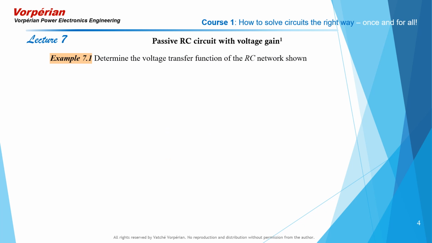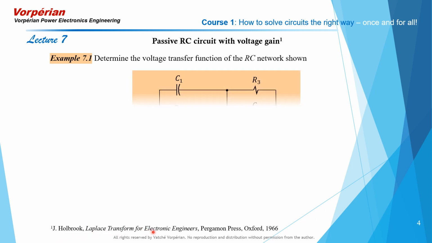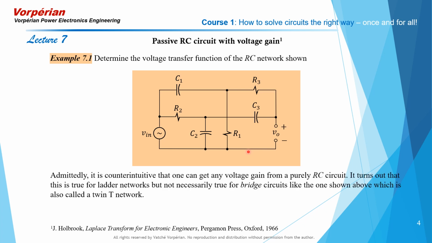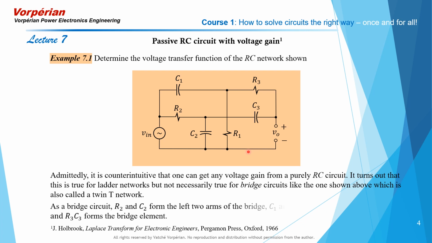The first example is a passive RC circuit given by James Holbrook in his book Laplace Transform for Electronic Engineers, in which he showed that a passive RC circuit like this one shown here can exhibit voltage gain. Now at first this looks counterintuitive simply because you cannot have a flat gain larger than unity with any combination of resistances in a frequency band where the capacitors have effectively dropped out. This is certainly true for ladder networks.